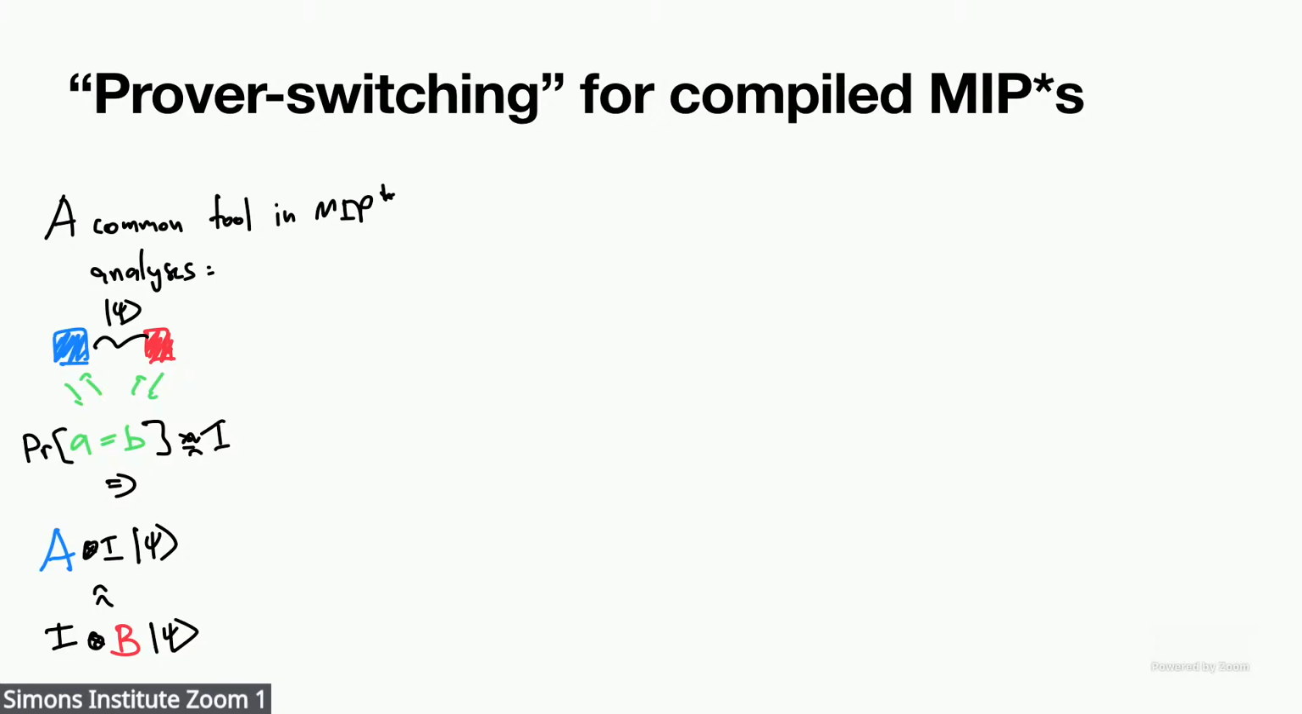And the idea is this. Suppose I have some sub-test in an MIP star protocol where I give Alice and Bob some questions, and I check that their answers agree. This is a classic thing that you do in multi-prover interactive proofs.